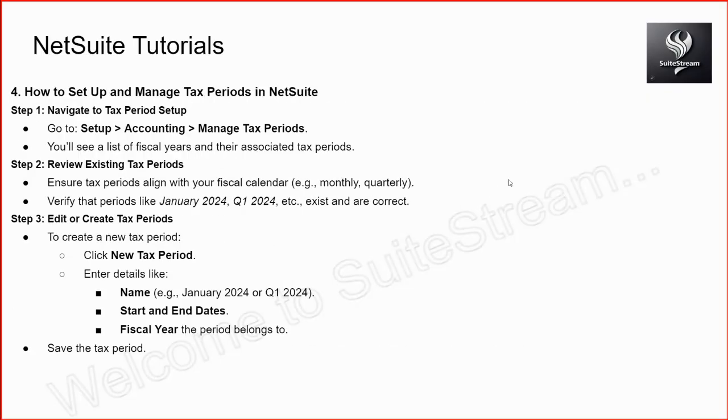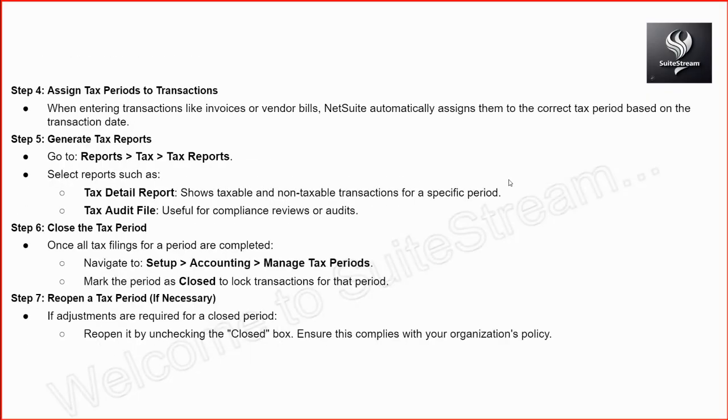To set up and manage a tax period, we have already seen that, so we don't need to see it again. Assign the tax period to transactions: when entering a transaction like an invoice or vendor bill, it should automatically assign it to the correct tax period based on the transaction date. Generate the tax report: go to Reports, Tax Report. Select reports such as the tax detail report, tax audit files, or taxable and non-taxable transactions for a specific period, and close the tax period.